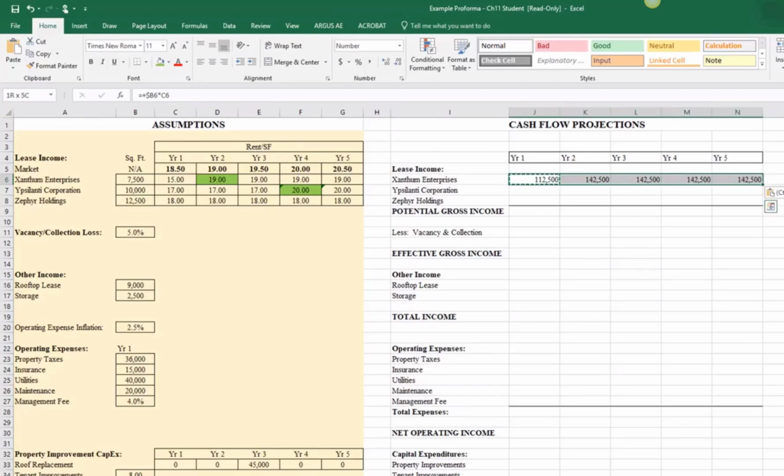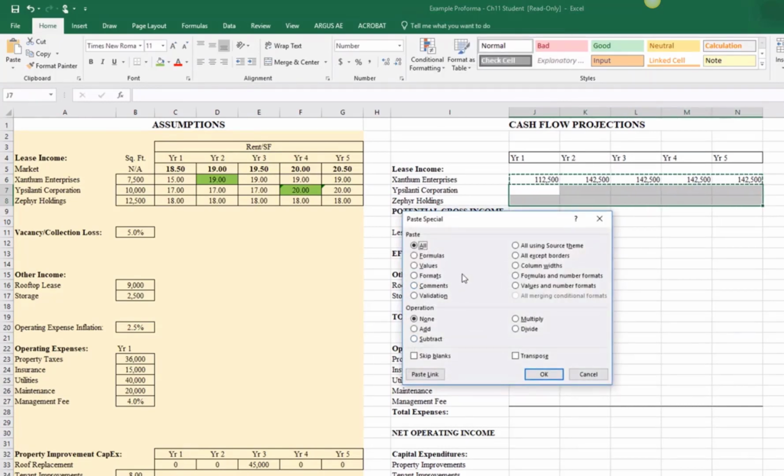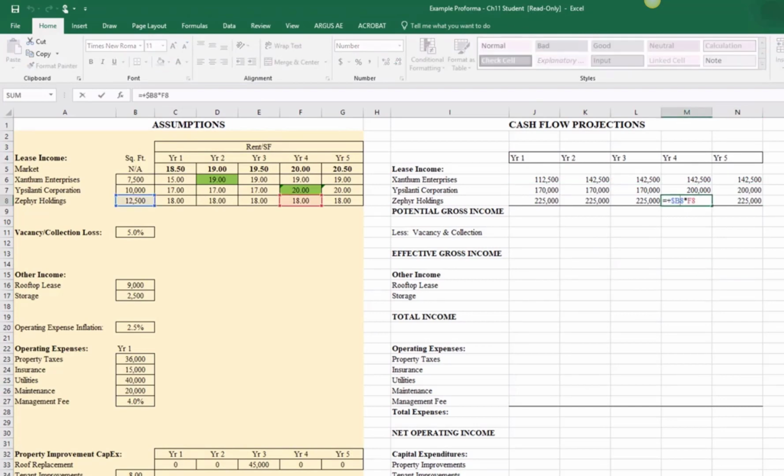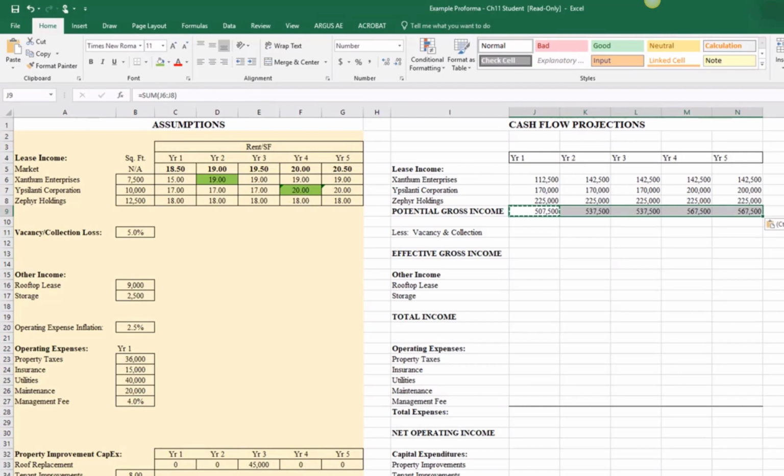And now I'm going to copy that down 2 rows. So I'm going to hit copy, and I'm going to do a paste special and do formula only so I can keep my formatting. And there, let's just double check. Let's pick one of these and just double check that it's working right. Zephyr's rental income in year 4 is indeed the 12,500 square feet times the $18 a square foot. So the formulas are working right. Now I need to just add that stuff up for my potential gross income, the PGI, and I've got those numbers across the board.